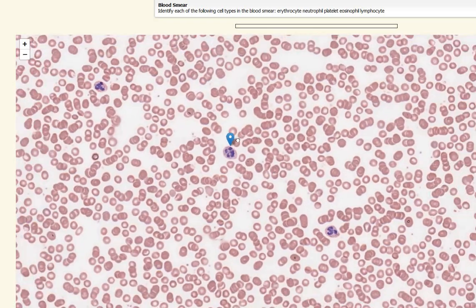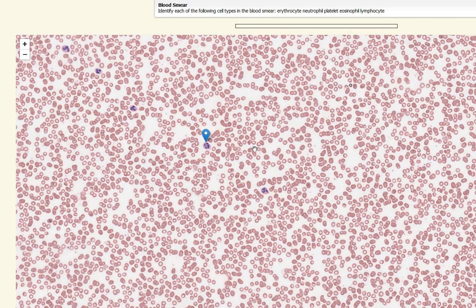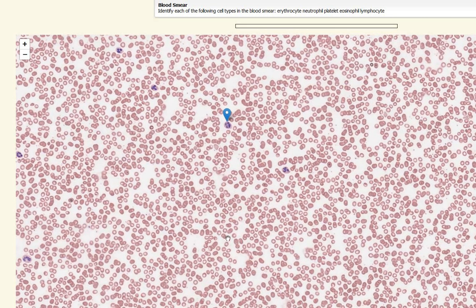So this is what we will see at 40x magnification. So it's still pretty zoomed out. I'm not going to zoom in further because I want you to get used to this 40x view. So first things first, we have tons and tons of erythrocytes. Everything in pink here is a red blood cell.